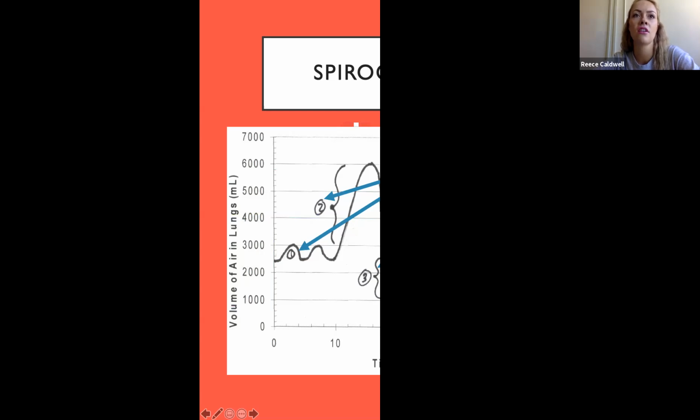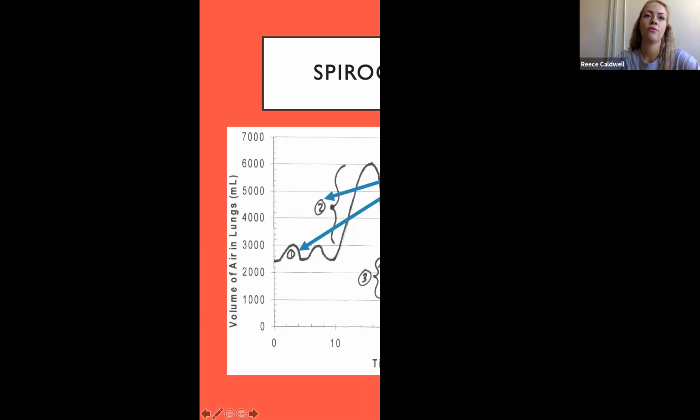Number 3: you breathe in and then they tell you to breathe out super hard. Get all the air out of the lungs that you can. That's going to be the expiratory reserve volume. So expire, ERV. The max amount you can exhale. 4 is that residual volume. This area in here is always going to remain in the lungs, about 1,200. That should always be in there. And those are the volumes.